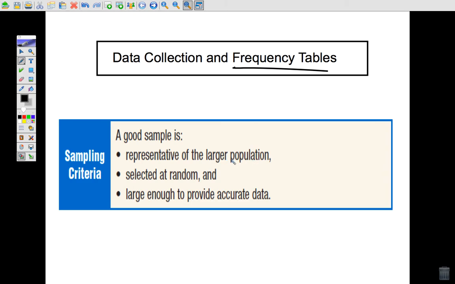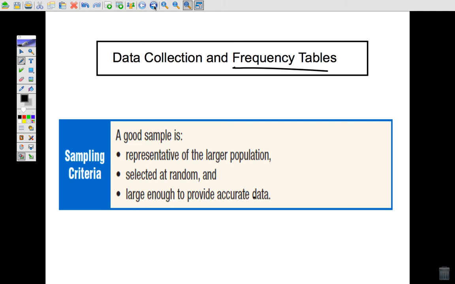In other words, if you were going to present information as representative of the whole country, then it's important to know that you only surveyed people in Maine, maybe. That wouldn't be a good representation of the whole country. You want to make sure that people are selected at random, and that the sample is large enough to provide you with accurate data. You wouldn't sample 5 people and then say that's representative of the whole country. So those are some things to think about.